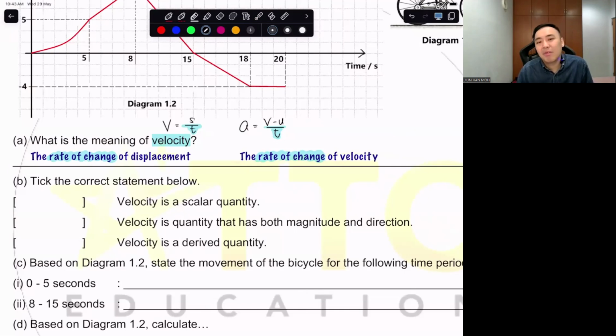Speed is velocity, quite easy. But for speed, it becomes the rate of change of distance. Besides that, one more thing.